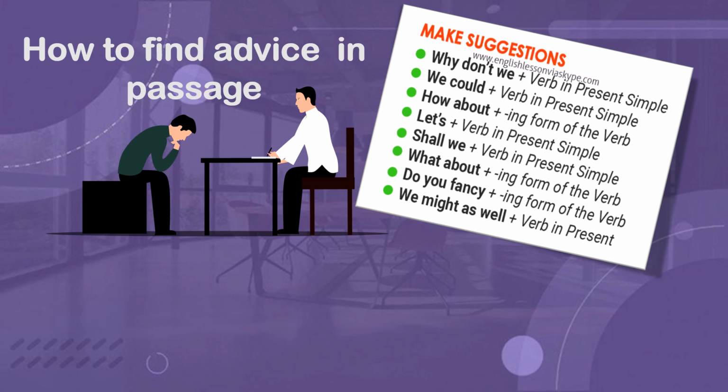First of all, I will discuss some of the starters which may be used by the examiner to give these advices or suggestions. The ones written in bold are the starters of an advice: why don't we, could, how about, let's, shall we, what about, do you fancy, we might as well. And then the verb forms are also given, where an ing form is taken by this starter, like what about going outside, that you can easily practice.